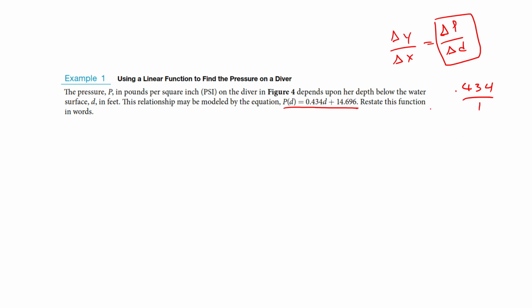And now what does it mean? It means as the depth changes by 1, the pressure is going to go up, because it's a positive slope, by 0.434. And we could say something here about the initial value. When the depth is 0, our initial pressure is 14.696. So I'm telling you about the slope, and I'm also telling you what the y-intercept means. When the depth is 0, meaning all of this part would drop out, then our initial pressure is 14.696.